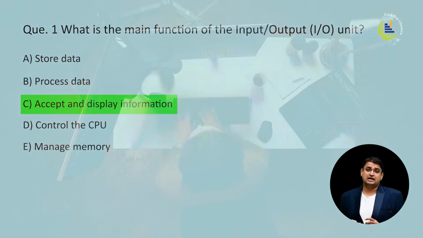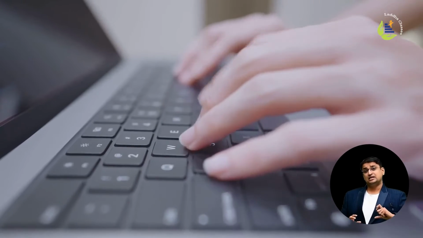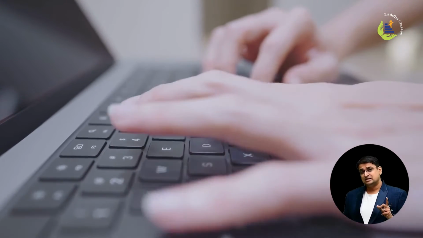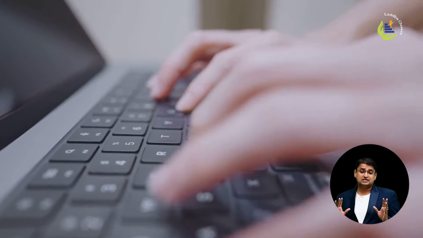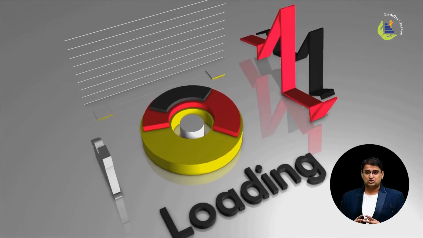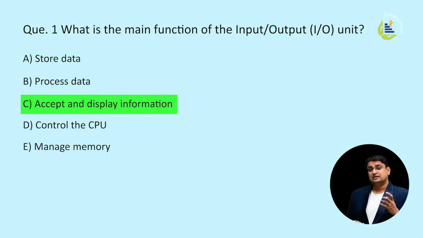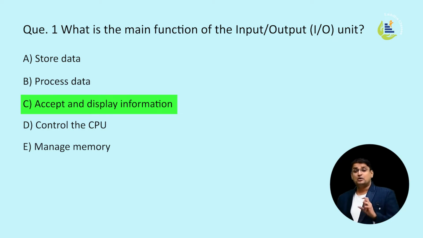Because the input-output unit's main function is to facilitate communication between the computer and external devices by receiving data from input devices and displaying information on output devices. The other functions such as data storage, processing, controlling the CPU, and managing memory are handled by other components like the memory unit, CPU, and control unit.